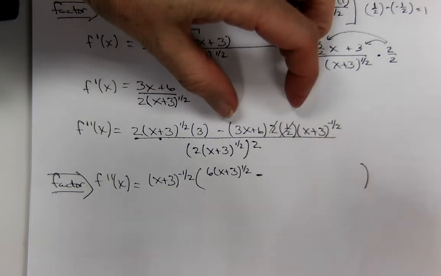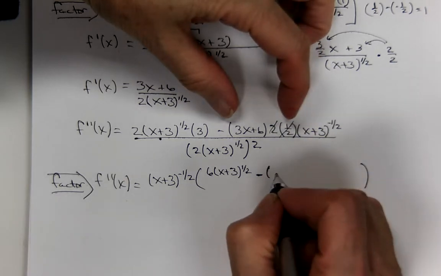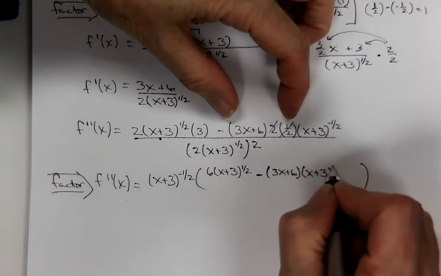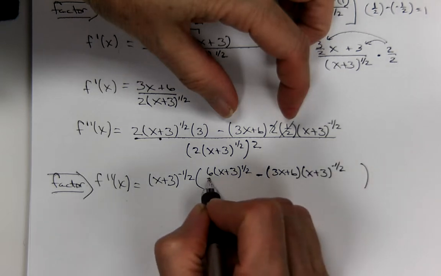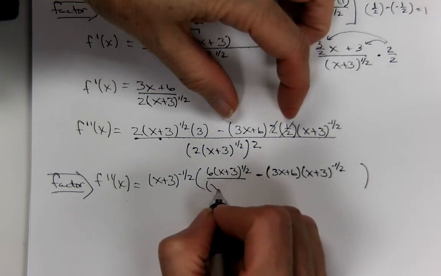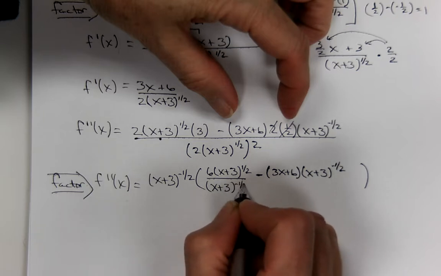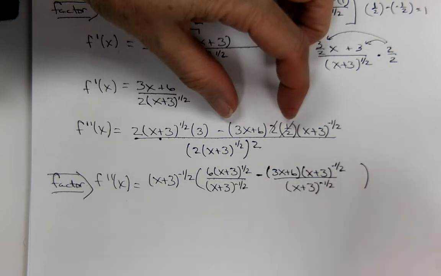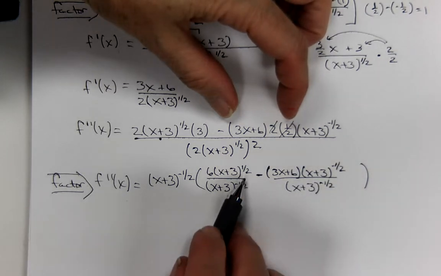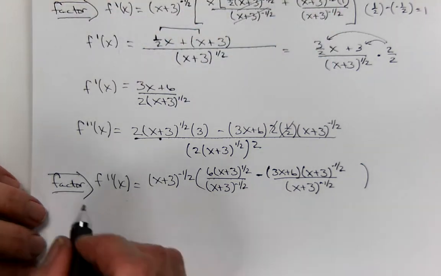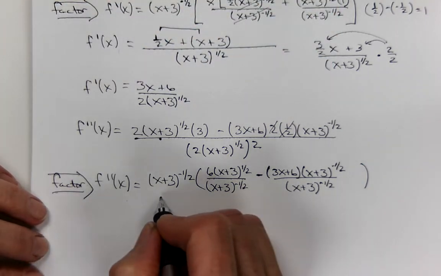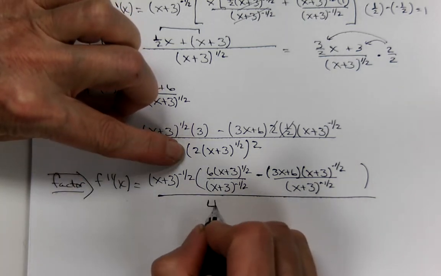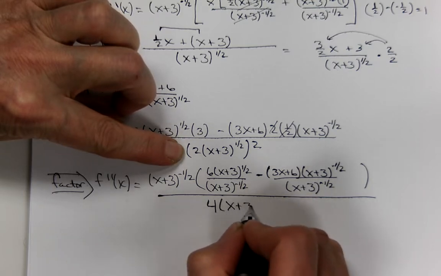The 2 and the 1/2 cancel. And so we're left with 3x plus 6 times x plus 3 to the negative 1/2. And we'll divide by the same thing we're factoring out, so x plus 3 to the negative 1/2. And to find out what you get for your new exponent, you subtract the exponents. So we have, oh, I need my denominator. This denominator here is 4 from 2 squared times x plus 3.